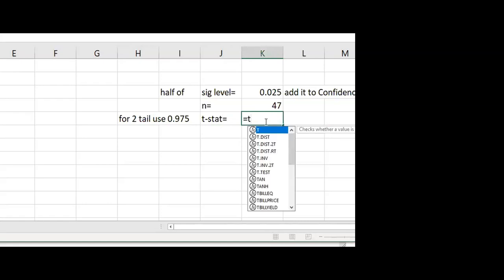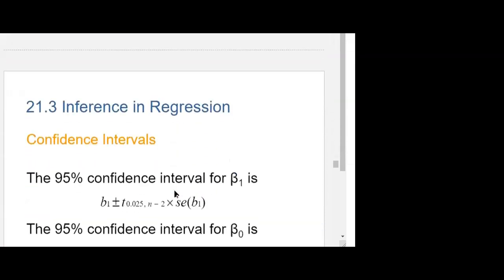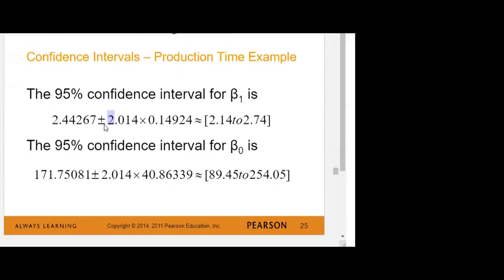and type t dot inverse. Probability is 0.975 and degree of freedom. So degree of freedom for regression is n minus 2. We have 47, right? 47 minus 2, 45. The result is 2.0141. Let's look back here in the slides. It's 2.014. It rounded the other decimal, right?